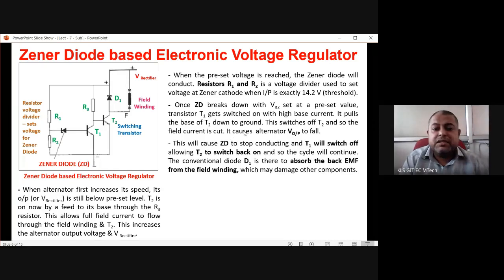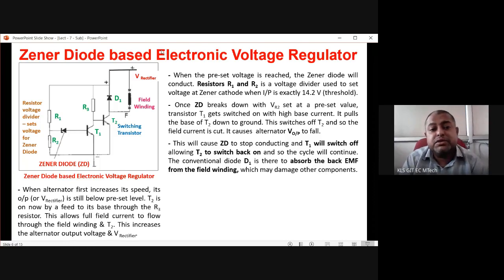So this will cause the ZD to stop conducting. Whenever this thing is actually grounded, at that time ZD will automatically stop conducting, because already the voltage of the alternator has become less. Why does the voltage of the alternator become less? Because this field winding current was stopped. As soon as field winding current is stopped, the alternator field or rotor is not getting excitation. In that case, the alternator voltage drops.